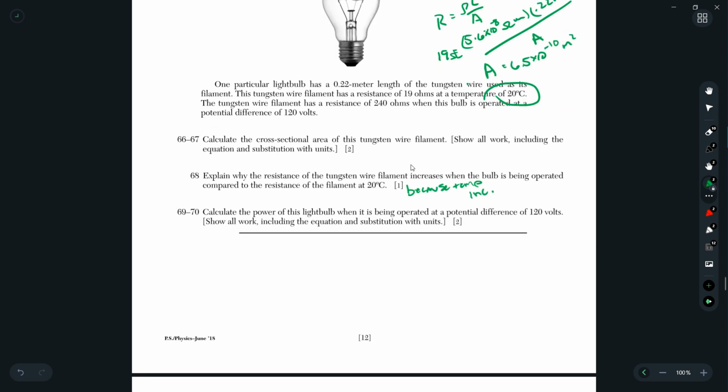And then calculate the power of the light bulb when it's operated at 120 volts. Okay. The power is V squared divided by R. And I have both of those, because I have 120 volts squared divided by 240 ohms. I'm going to try to do that math in my head: 120 times 120 divided by 240. That is a 60 watt light bulb.